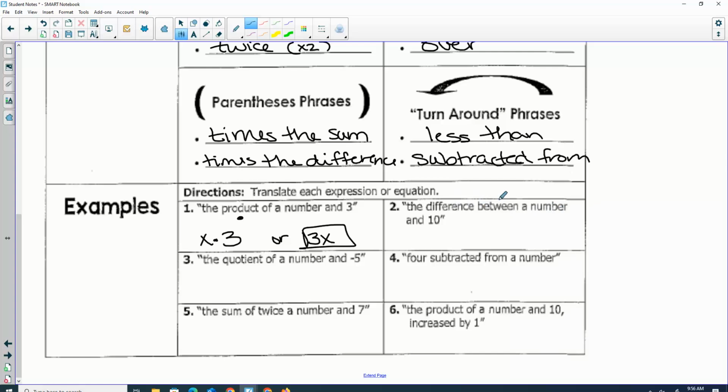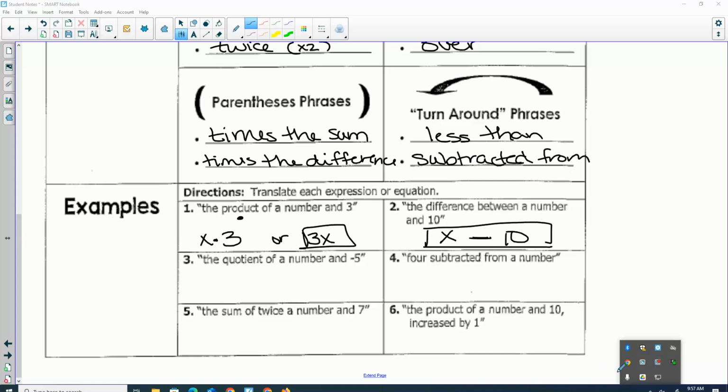The difference between, what does difference mean? Subtraction. A number is not one of my turnaround phrases, so we're going to go in order. So we have a number minus 10. So the difference between a number and 10 is just X minus 10. Okay, you guys, see if you can do 3 and 4. Write an expression for each of those for me.